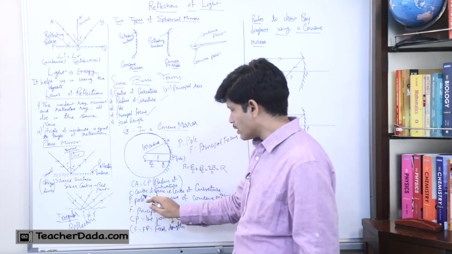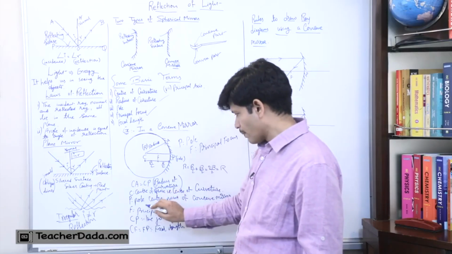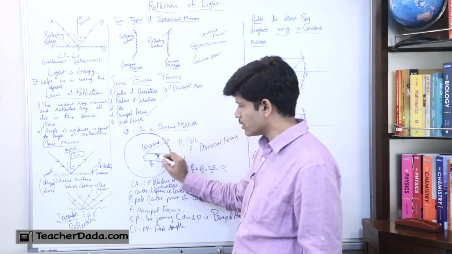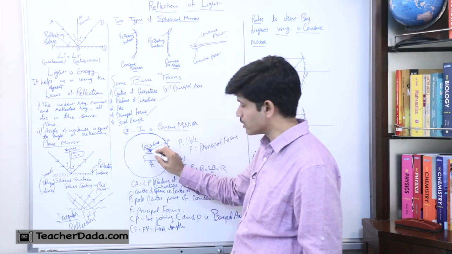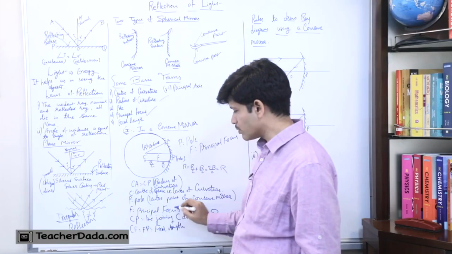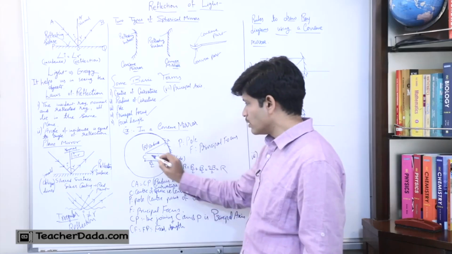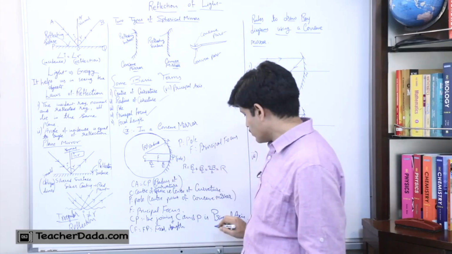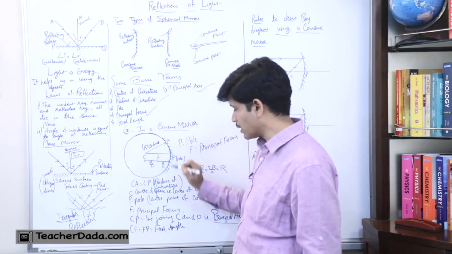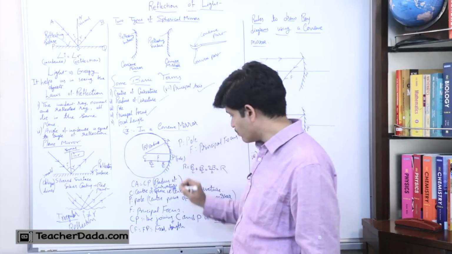So here we have done the markings. C is the center of the sphere, that is the center of curvature. Capital P is the pole, that is the center point of the concave mirror. Then F is the principal focus, that is the midpoint of CP, between the center of curvature and the pole. Then CP is the line joining the center of curvature and the pole, and that is known as the principal axis. This line which we have drawn here is known as the principal axis, which is passing through the center of curvature, a very important point, and passing through the pole of the mirror.